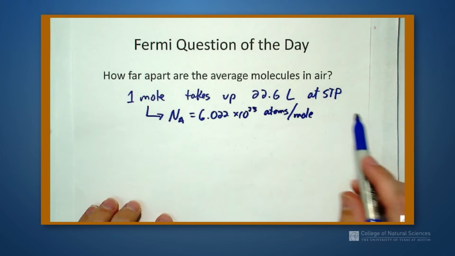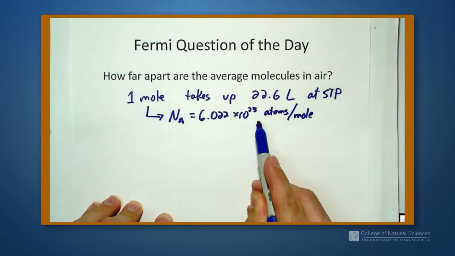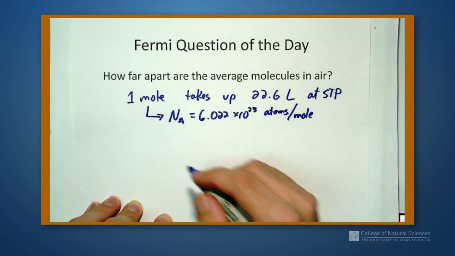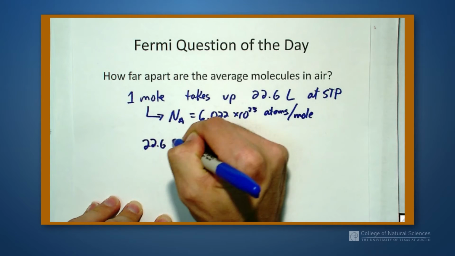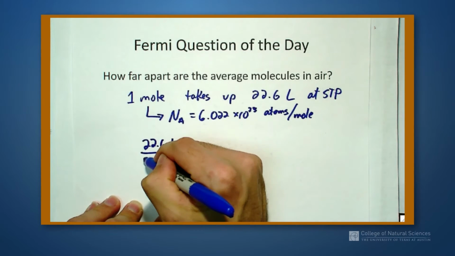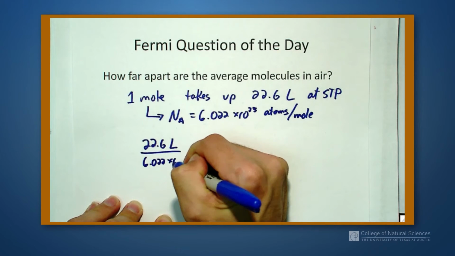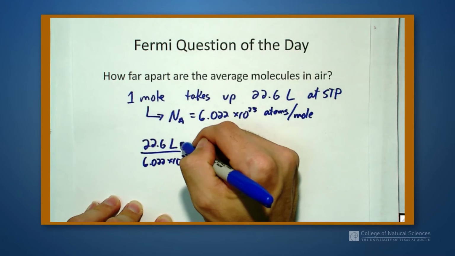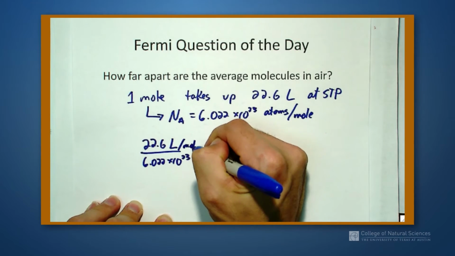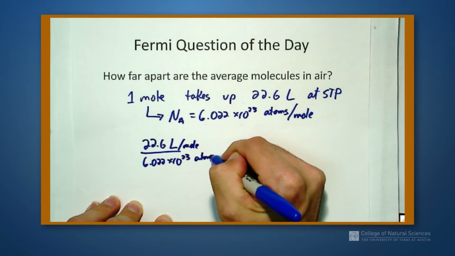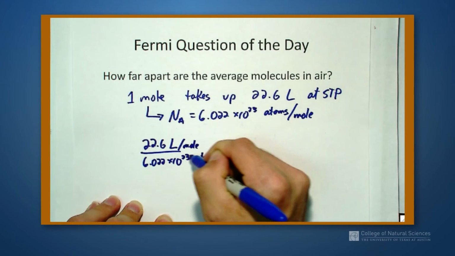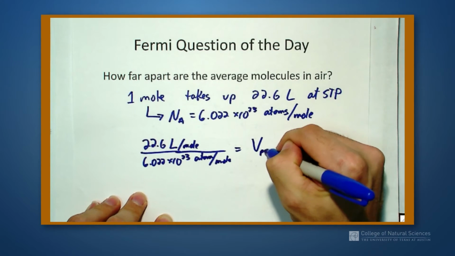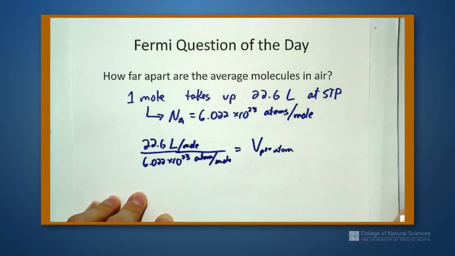So knowing these two values, the 6.022 times 10 to the 23 atoms per mole, and I know that 1 mole takes up 22.6 liters, I know that 22.6 liters over 6.022 times 10 to the 23rd, so this is liters per mole, and this is atoms per mole, which means this value is a volume per atom or per molecule.